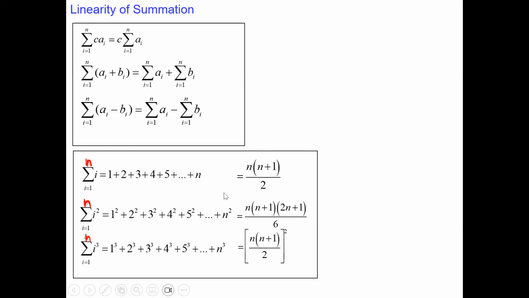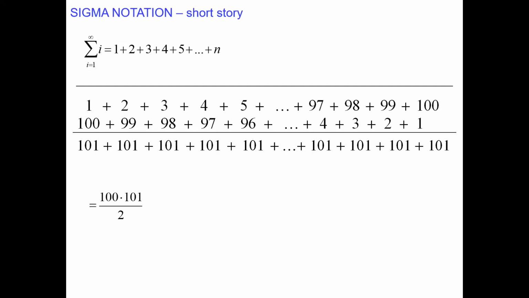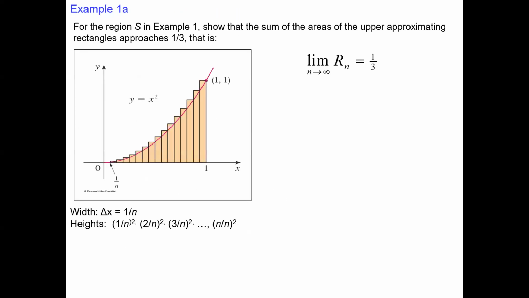I will not prove them. The first one is easy to prove because it's a nice story about Carl Friedrich Gauss. The other two are a little bit more complicated, but you have to just trust me that this is correct. Let's see how we can use them. I will skip this for a second.